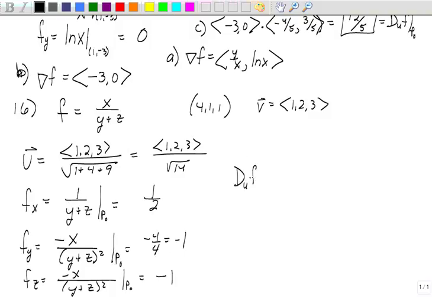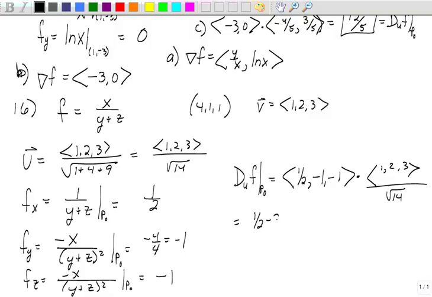The directional derivative at that point is the gradient dotted with the direction vector, and that's going to be half minus 2 minus 3 over the square root of 14, which is minus 9 over 2 square root of 14. And that's it.